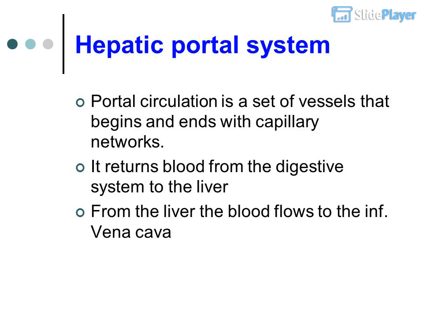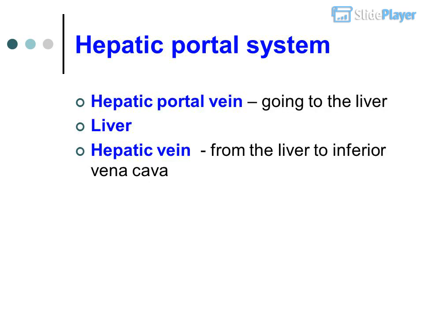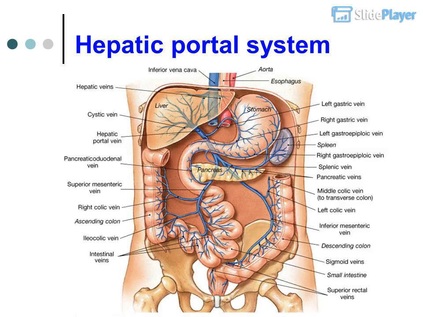Hepatic portal system. Portal circulation is a set of vessels that begins and ends with capillary networks. It returns blood from the digestive system to the liver. From the liver the blood flows to the inferior vena cava. Hepatic portal vein, going to the liver. Hepatic vein, from the liver to the inferior vena cava.